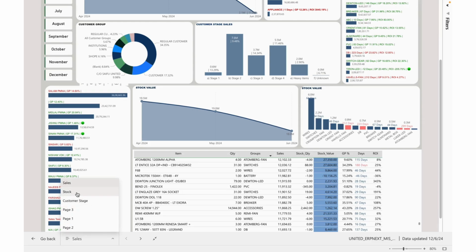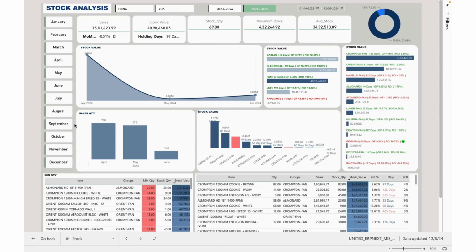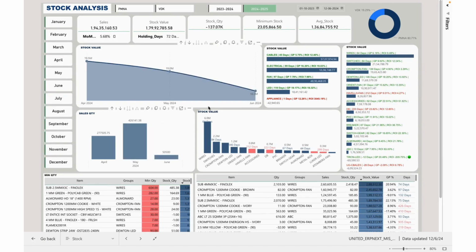Next is the stock analysis. In stock analysis, we will get the overall total stock, the average holding, the minimum stock, and the average stock of the unit. Here we have mentioned the quantity of stock: if you select an item, you can see how many quantities we sold in each month, the total sales of that particular item, and the stock value of each item.